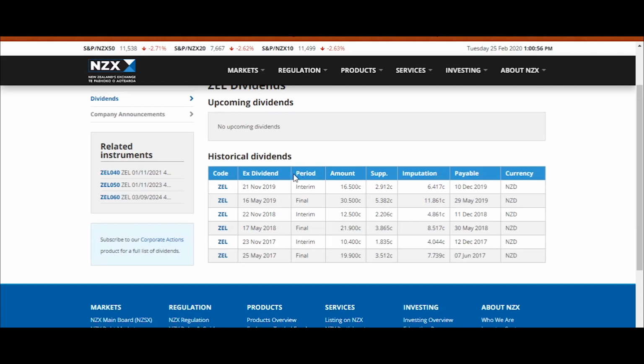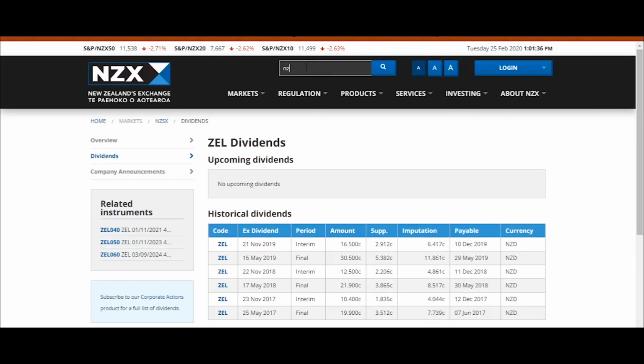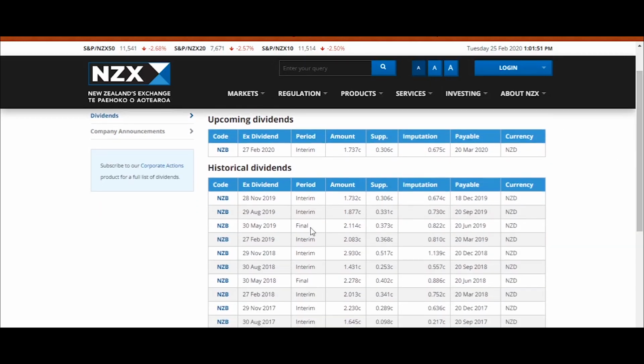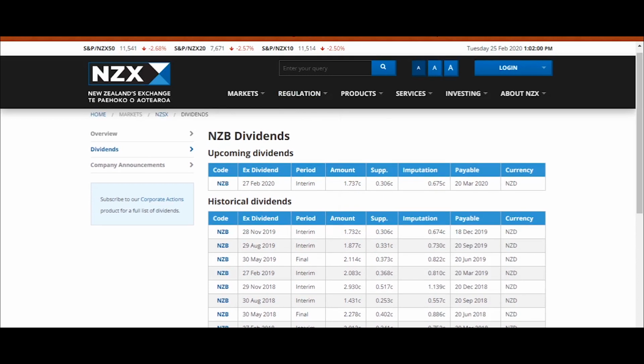The next column is the period. Depending on how often the company pays dividends, you can get multiple interim and a final. So in this case, Z Energy pays dividends twice a year. But if you look at, let's say, the New Zealand Bond Fund, last year they paid 1, 2, 3, 4. They had 4 dividend payments. Let's go back to Z Energy.